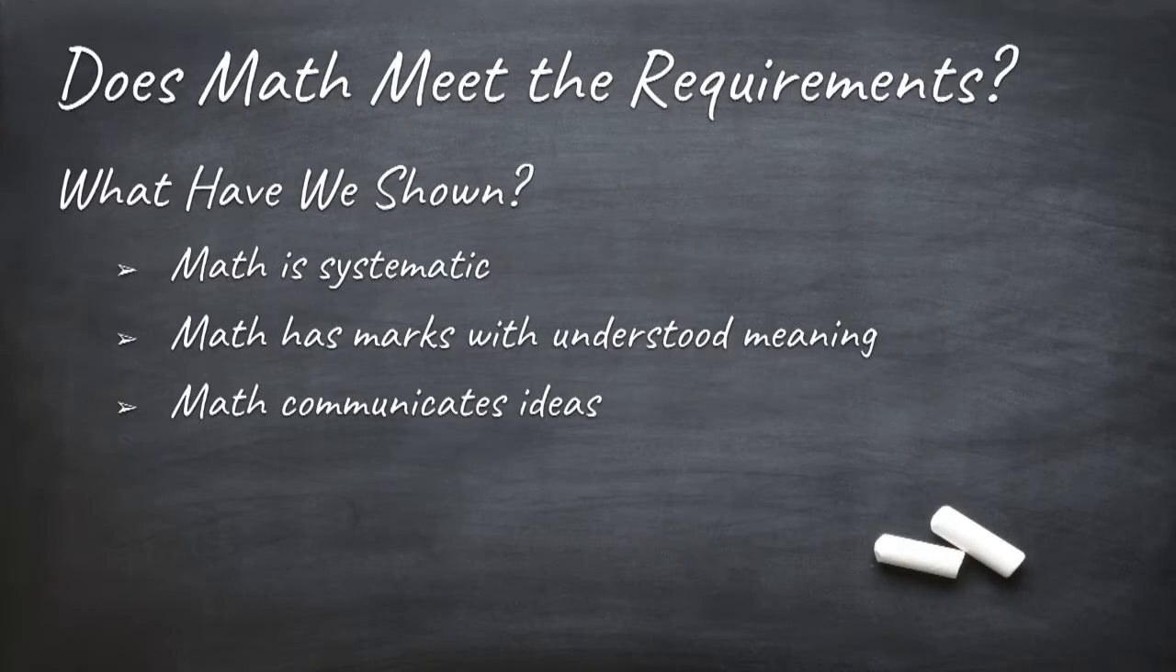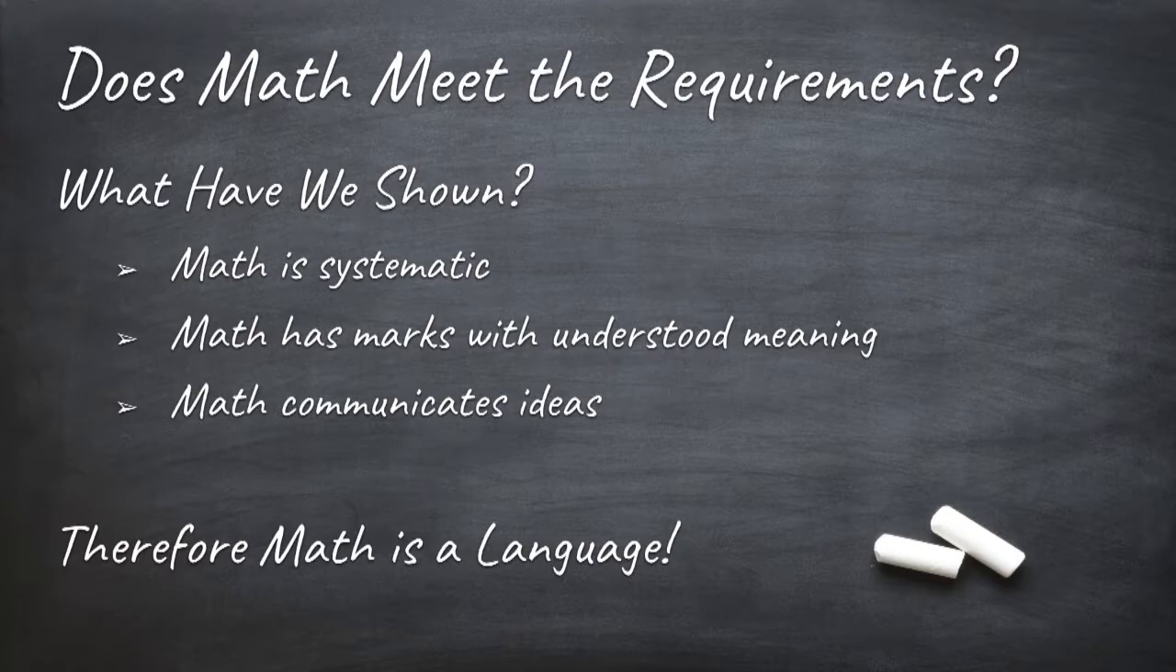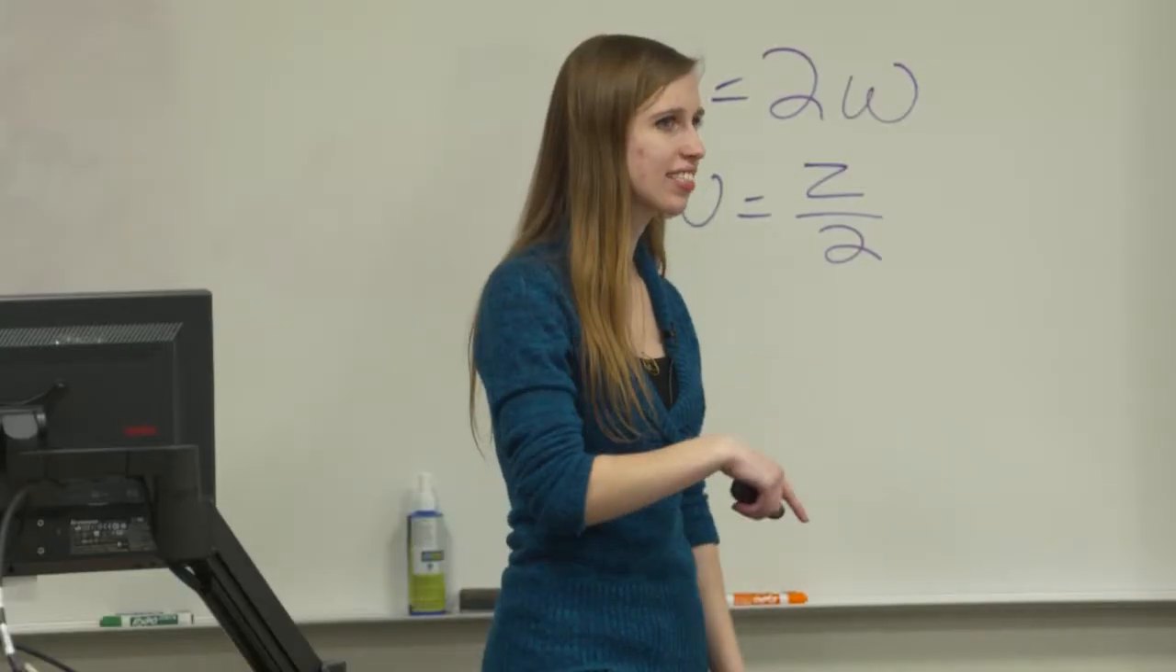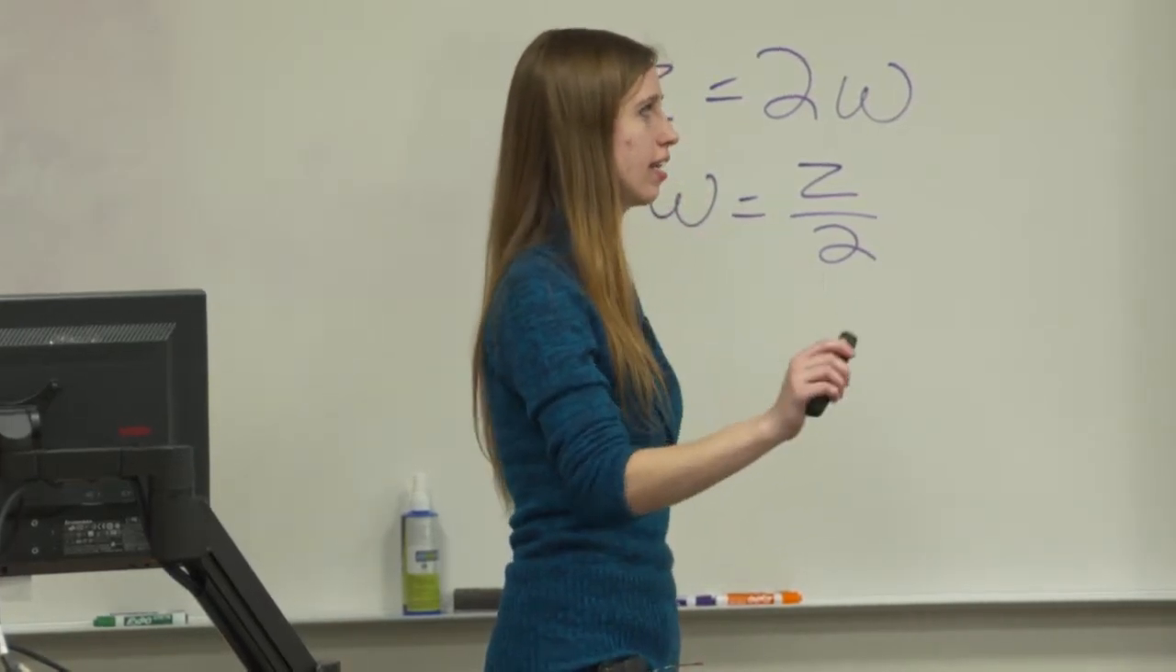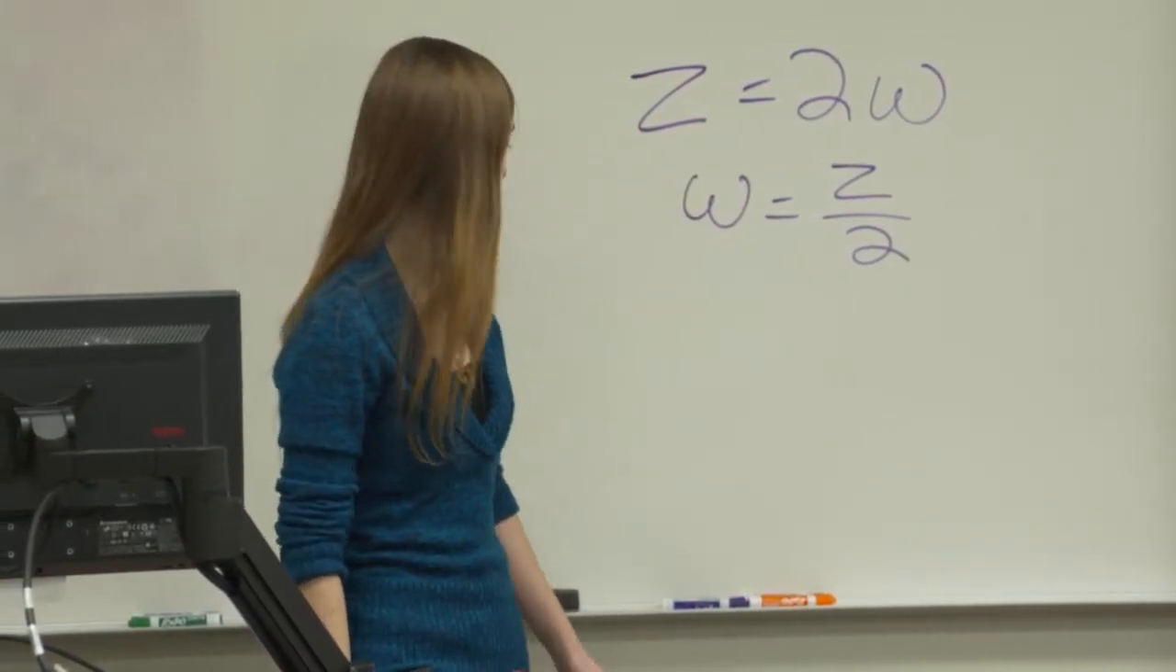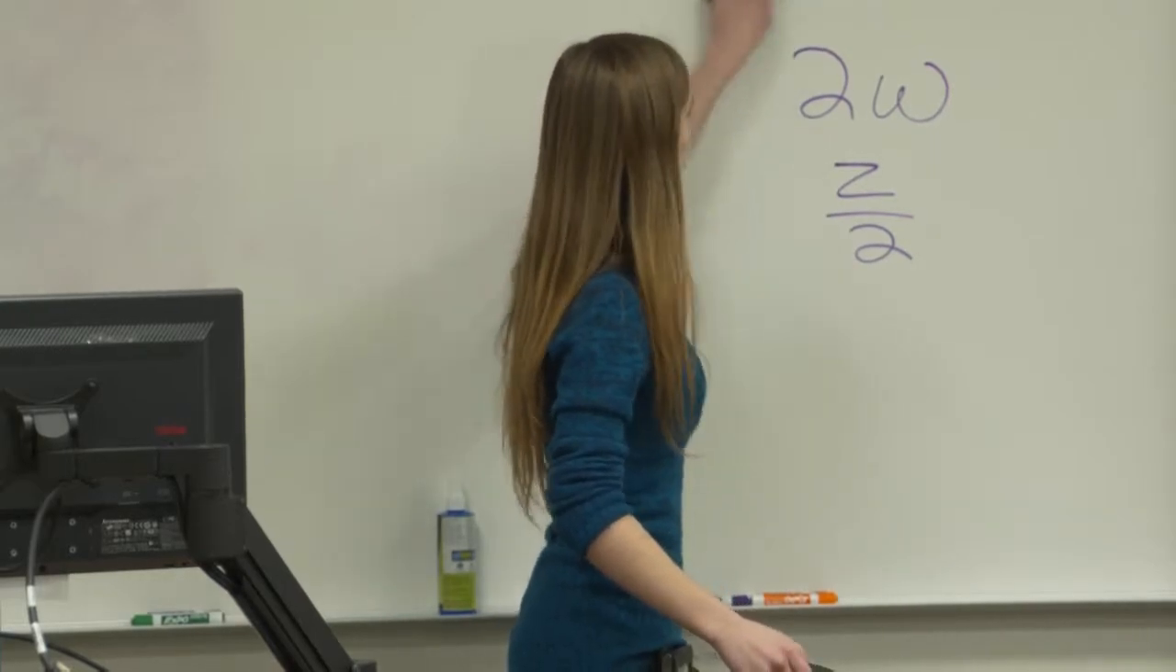So what have we shown so far? We've shown that math is systematic, math has marks with understood meaning, and math can communicate ideas. What can we then conclude? That math is in fact a language. Not that it acts like a language, that it is in fact a language. And there are some really great conclusions that we can take from that.